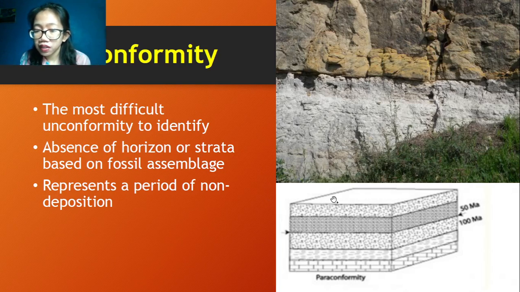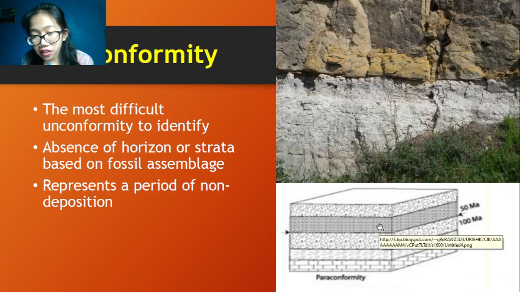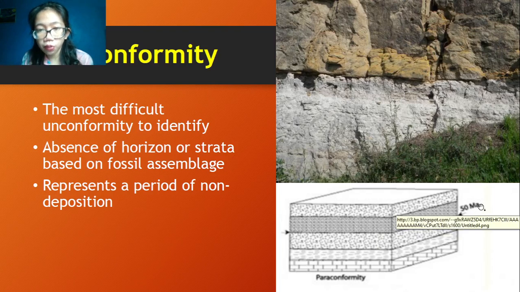So, for example, here you have a layer which was formed 100 million annum, so 100 million years ago, and then the next layer was formed 50 million years ago. So there was a 50 million year gap, but there would be very little indication otherwise. So unless you look at other relative dating methods or absolute dating methods, it would be difficult to tell that there's actually a paraconformity present in that rock layer.